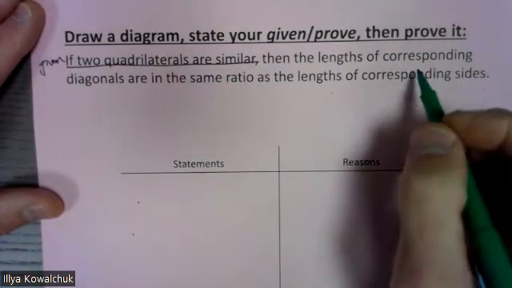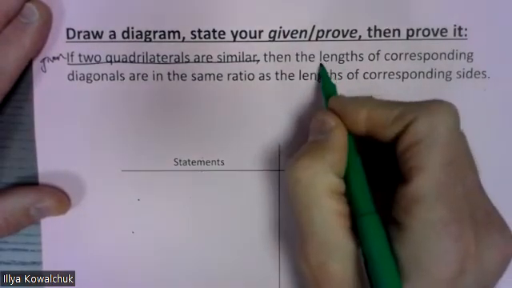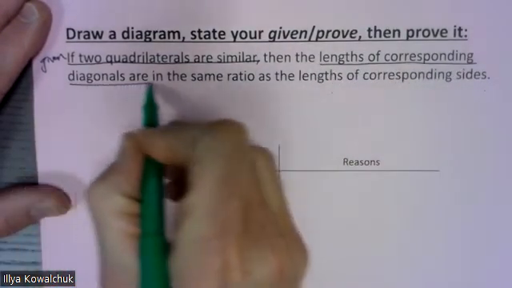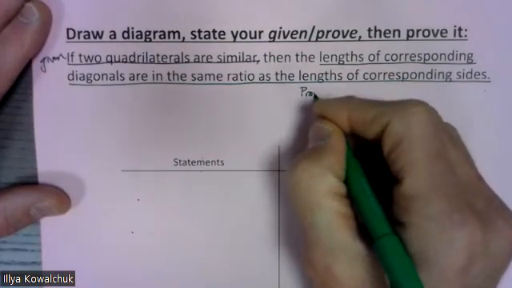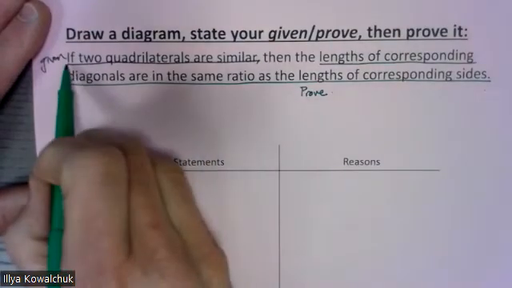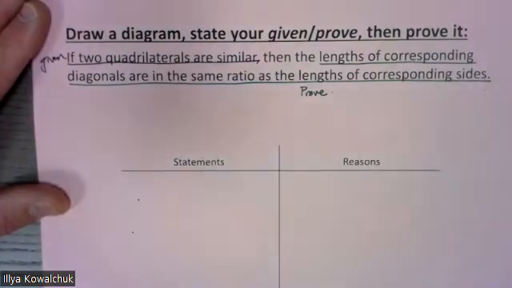Then the lengths of corresponding diagonals are in the same ratio as the lengths of the corresponding sides. That's going to be our proof. Typically, your hypothesis is your given, and your conclusion is going to be your proof.